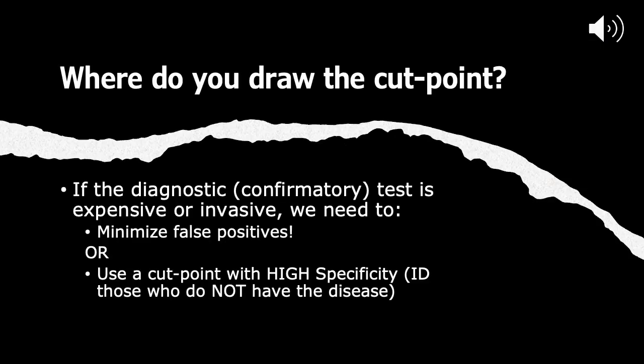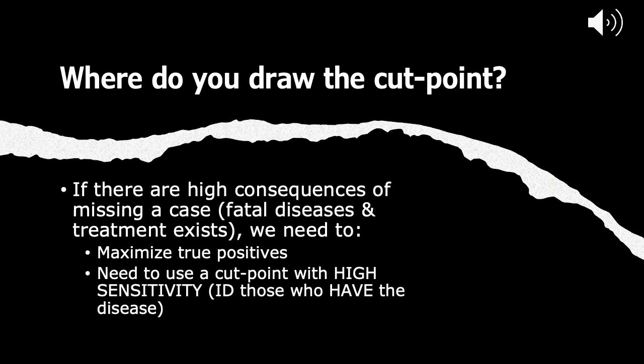So where do you draw your cutoff point? Well, if the diagnostic test, meaning the confirmatory test, is expensive or invasive, we need to minimize false positives. So we use a cutoff point with a high specificity, identifying those who do not have the disease. Also, if there are high consequences of missing a case, such as fatal diseases, we need to maximize the number of true positives. So we need to use a cut point with high sensitivity, identifying those who have the disease.